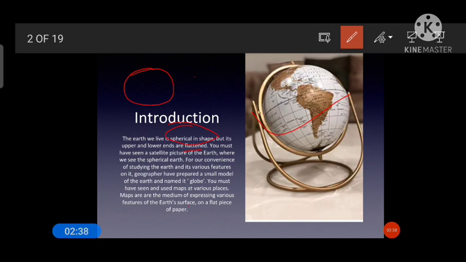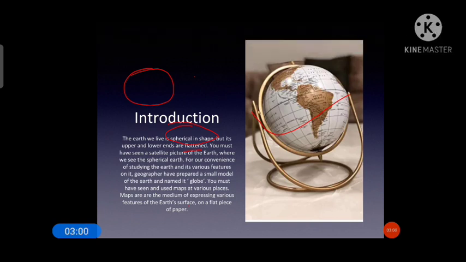Now there are different types of features on the surface of the earth, like we have mountains, different types of settlements, different kinds of forests, different kinds of soils. All these are the features of the earth, and these features are shown on a flat piece of paper. That is what we call a map.